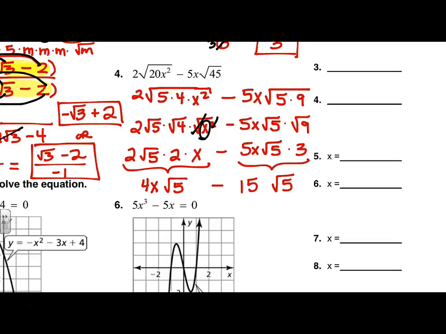Now here's the crazy thing. As you look at this, guys, are these like terms? Do they both have a square root of 5? Yes. Since they're like terms, I can say what is 4x minus 15x, or if you want to see it, we can pull the root 5 out. It's called factoring. It is 11, but is it positive or negative? Negative 11. So we're going to have negative 11x, and the root 5 gets to remain.